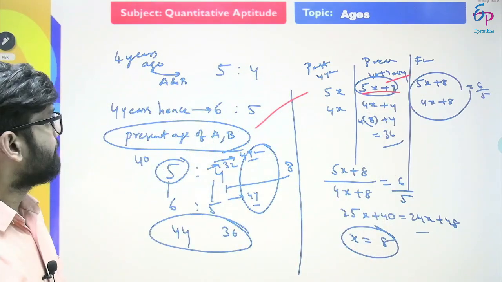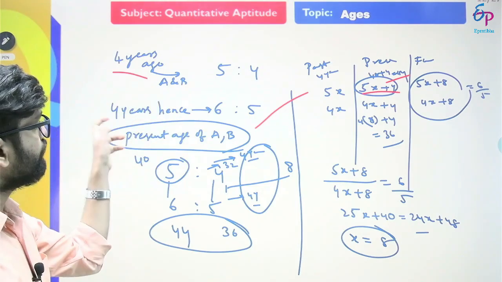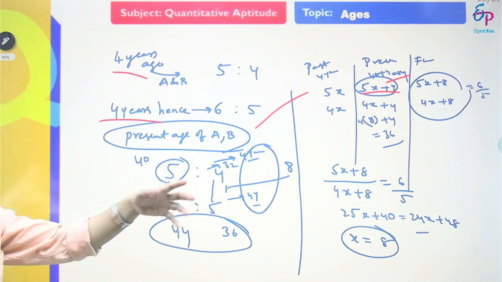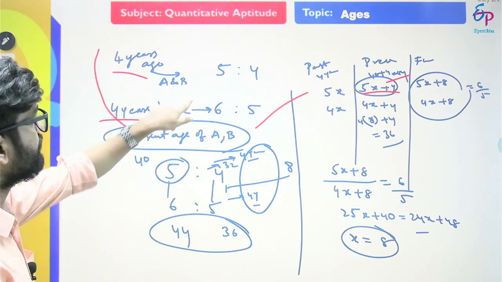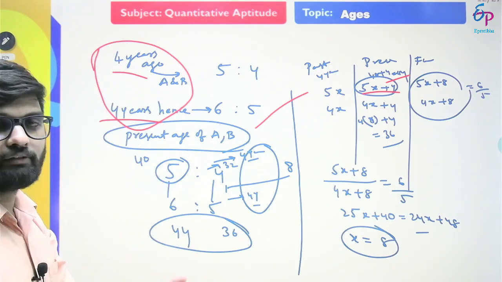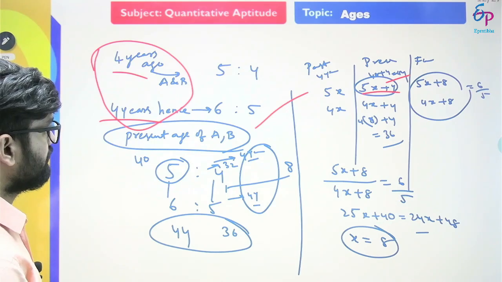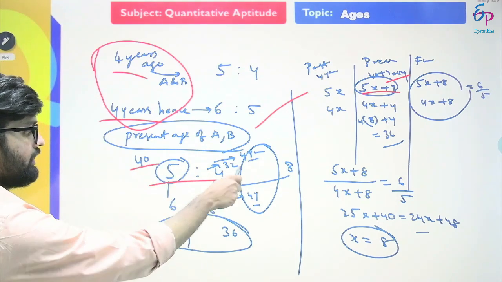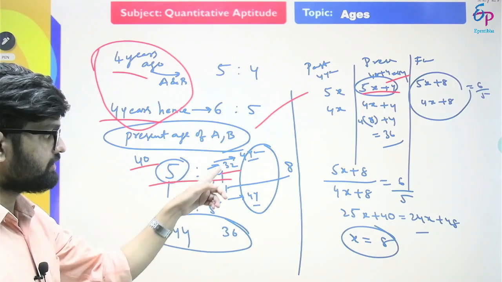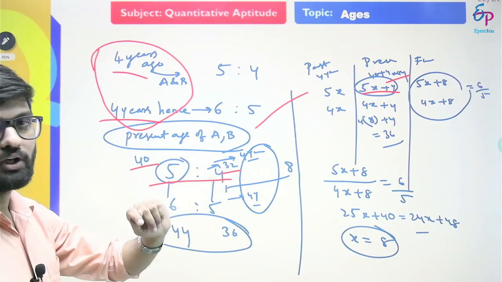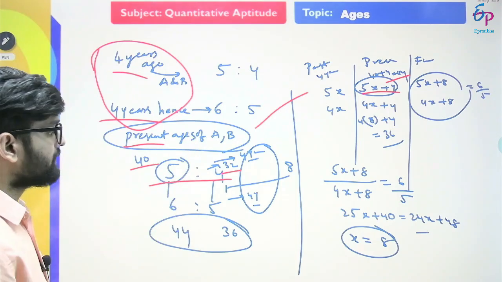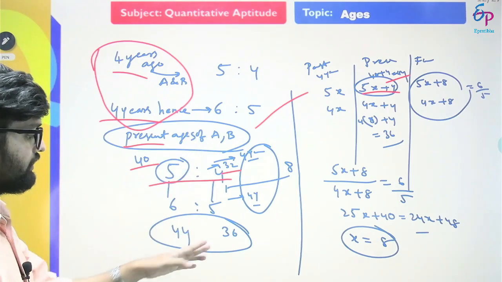Present ages. But with 4 years ago and 4 years hence, what will you take? Before 4 years and after 4 years means you have to add these two values in order to get one part value. One part value will be how much? 8. One part value is 8, but you can't tell directly that 40 and 32 are the answers, because these are 4 years ago. But I want present ages, right? What are the present ages of A and B? That is 44 and 36.